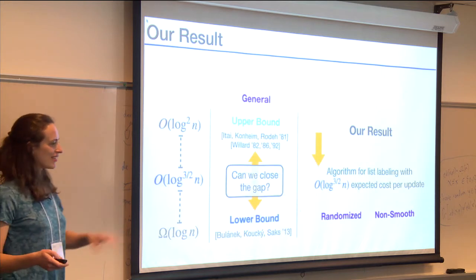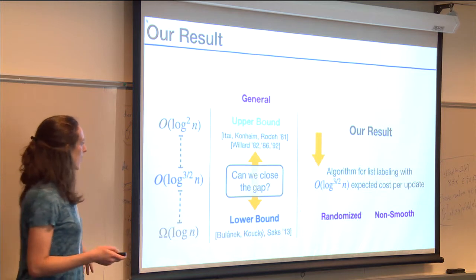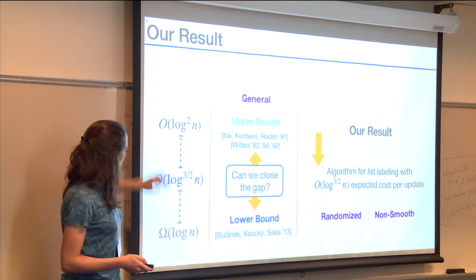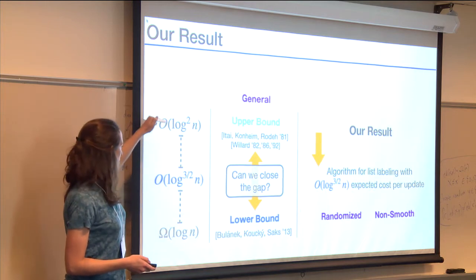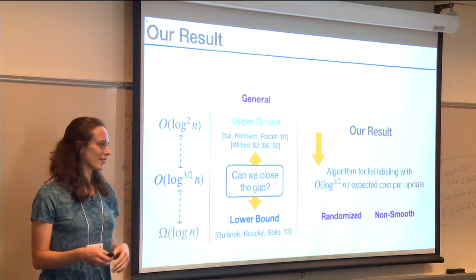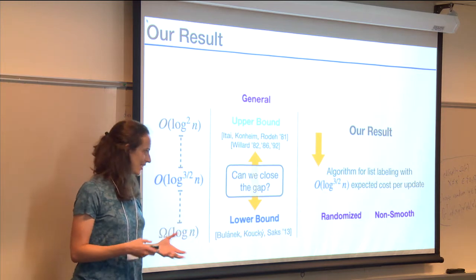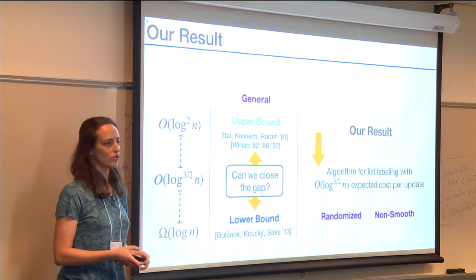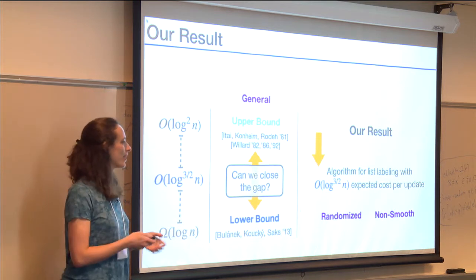Okay, so just to put this in the picture with everything else, our result shows that there was an upper bound of log squared n, there was a lower bound of log n. Now this upper bound is improved to log to the 3/2 n. And in particular, you'll recall that by necessity, this algorithm has to be both randomized and non-smooth, so do uneven rebalancing.